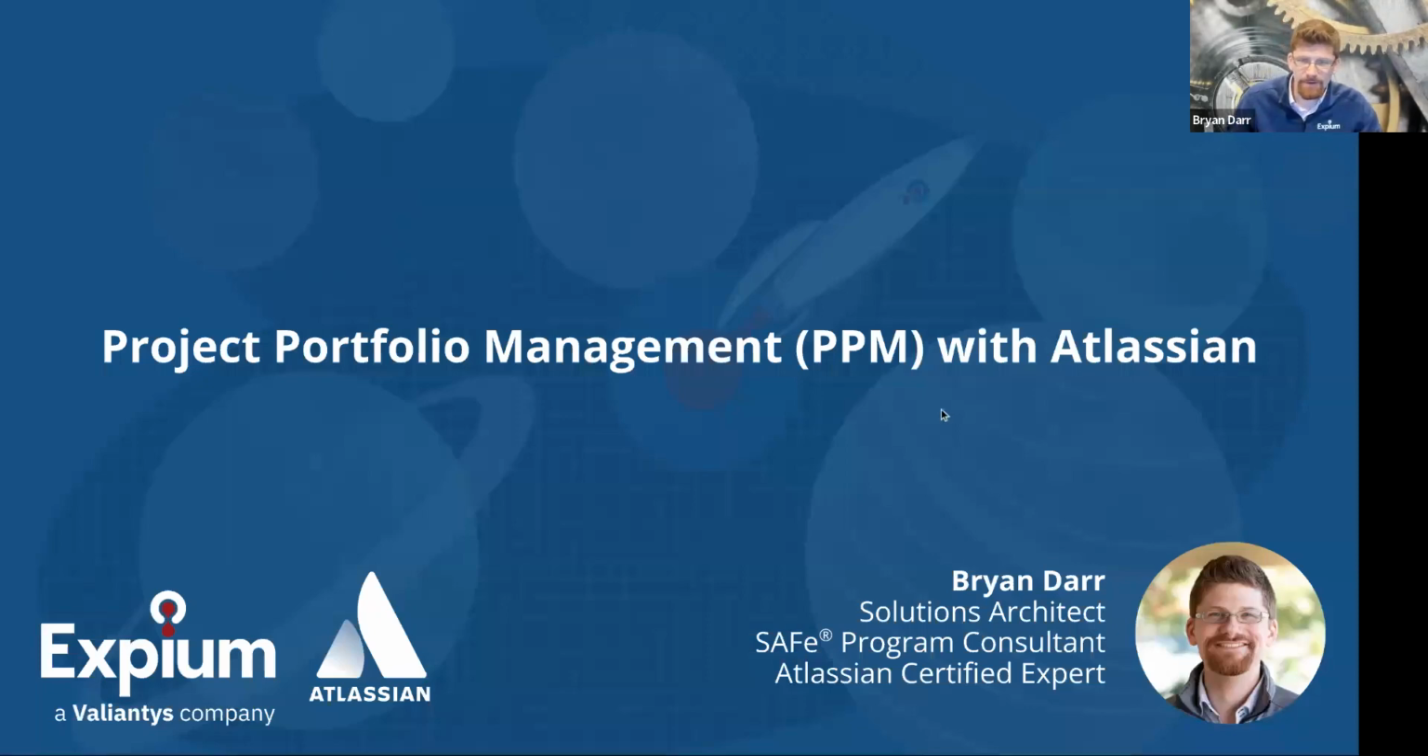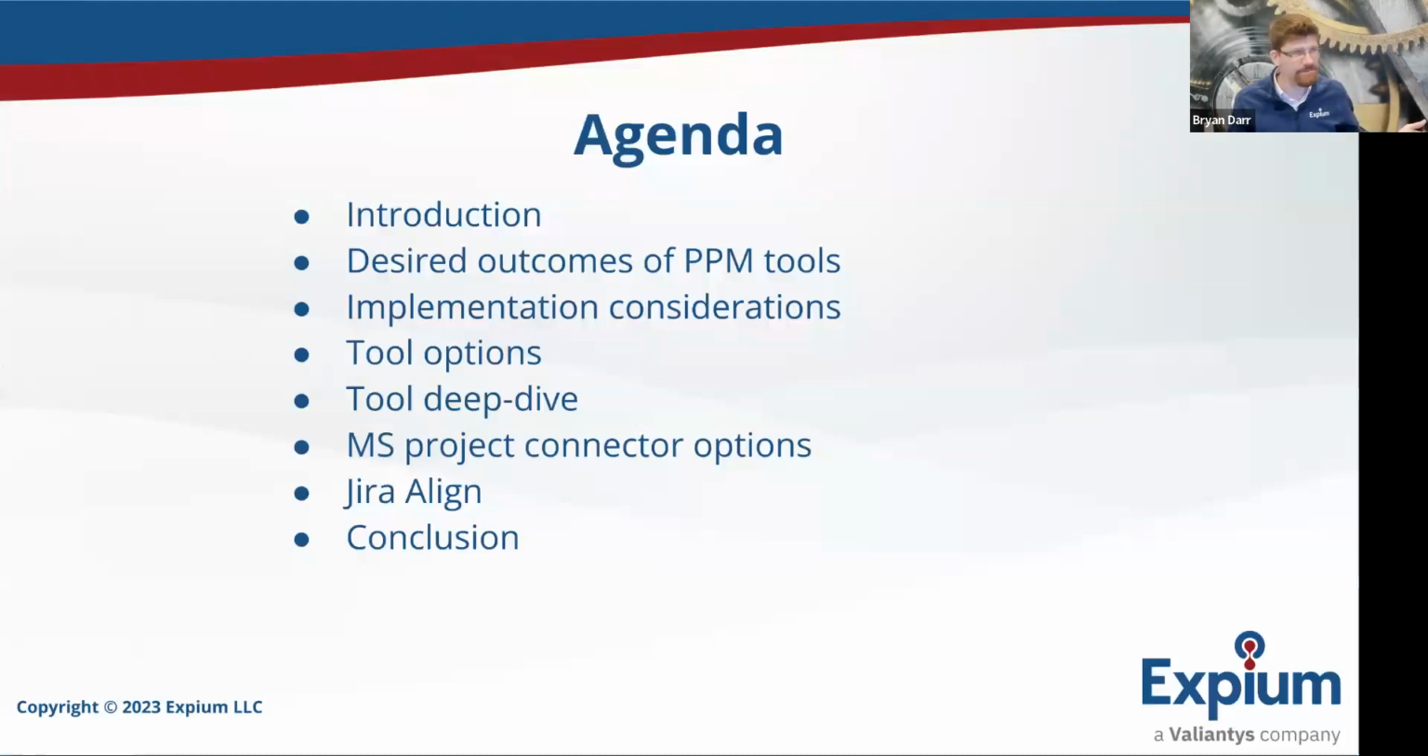So let's talk about our agenda. We're doing the introduction right now. First, we're going to talk about the desired outcomes of PPM tools within the tool stack, and hopefully, if you're not quite sure if you need a tool yet, these desired outcomes will help you navigate in that direction. Then we're going to talk about implementation considerations when you implement these tools. We're going to talk about all of the tool options that are available natively within the Atlassian ecosystem and also as add-ons. We're going to do a tools deep dive into each of those options and talk about why you might want each of them, and also caveats to each of them as well. They're not all the same.